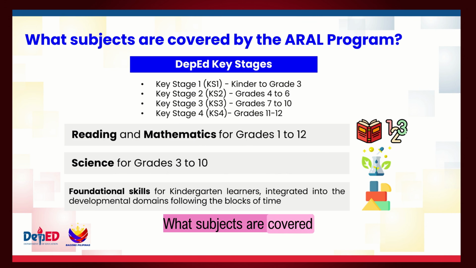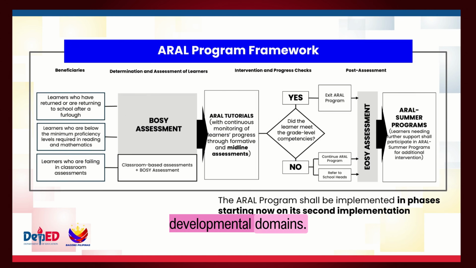What subjects are covered by the ARAL program? ARAL focuses on reading and mathematics across all grade levels, while science is included from grades 3 to 10. For kindergarten, foundational skills are integrated within early developmental domains. After identifying subjects, we now examine the overall instructional structure of the program.